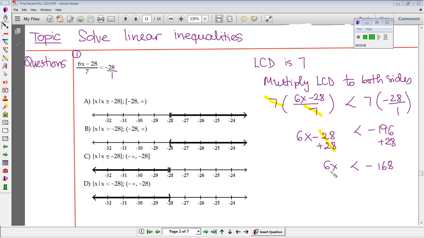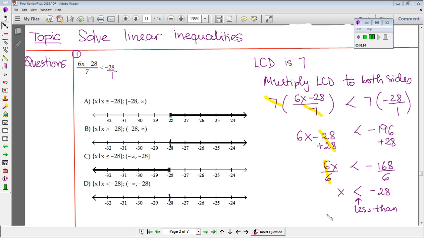Now the next step is to use the inverse of multiplying 6 times x, which is division. So we divide by 6 on both sides to isolate x, to get x by itself. Now we have x by itself on the left side of our inequality. On the right hand side, we divide negative 168 by positive 6, so our quotient, our answer, is negative 28. So this is our answer. x is all the numbers to the left hand side of negative 28, meaning less than negative 28.